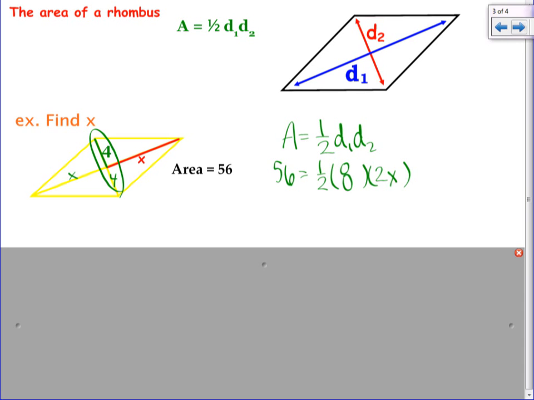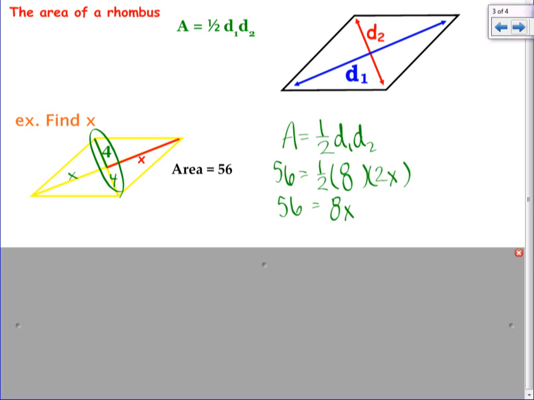Now we just multiply these all together. Okay, 1/2 times 8 times 2. It doesn't matter which way you put it, so you can put the D2 in front of the D1. You mean the order of these? Yeah. Doesn't matter what order you put them in. So if we take 1/2 times 8 times 2, we get what? What's 1/2 times 8 times 2? 8. And then we still have our x on there.